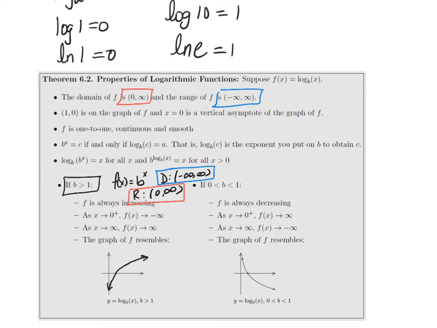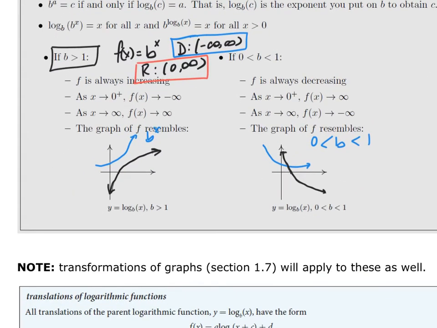If b is greater than 1, this is increasing the entire time. That relates to the exponential b to the x, where b is greater than 1. On the exponential, over here, if b is less than 1 but greater than 0, it is decreasing. And the logarithmic that relates to that looks like this.